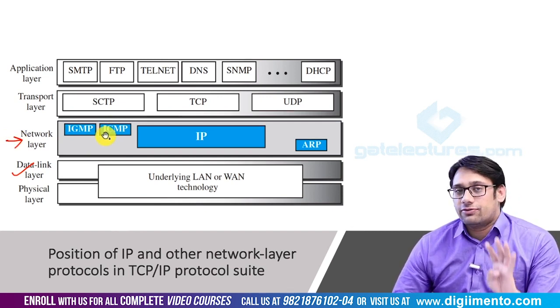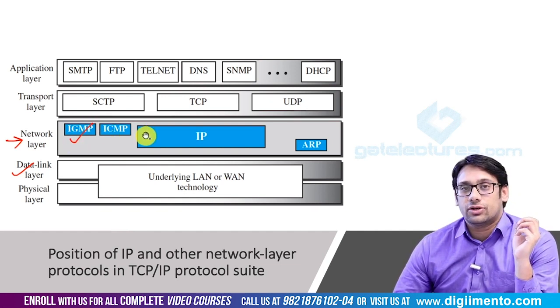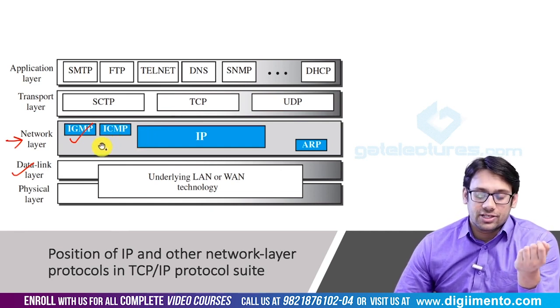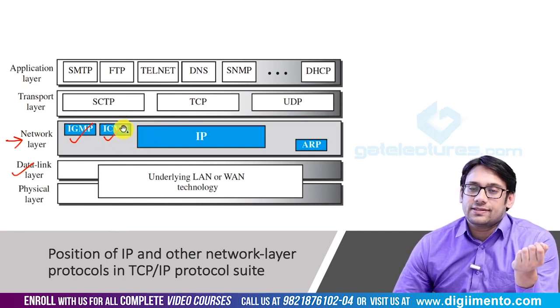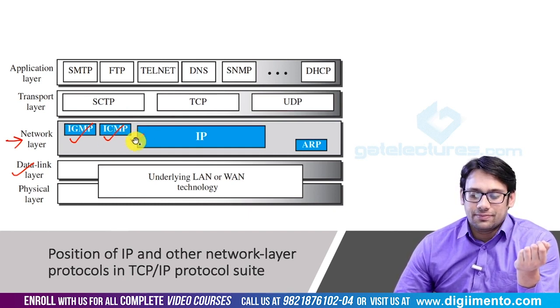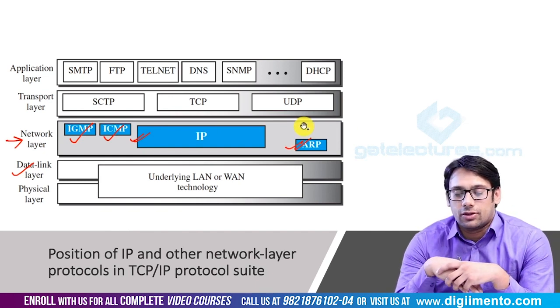Now, in the network layer, there are four major types of protocols. One is IGMP, that is Internet Group Messaging Protocol, or you can say Internet Group Management Protocol. Second is ICMP, that is Internet Control Messaging Protocol. And then we have IP, and then we have ARP, that is Address Resolution Protocol. So IP is Internet Protocol.